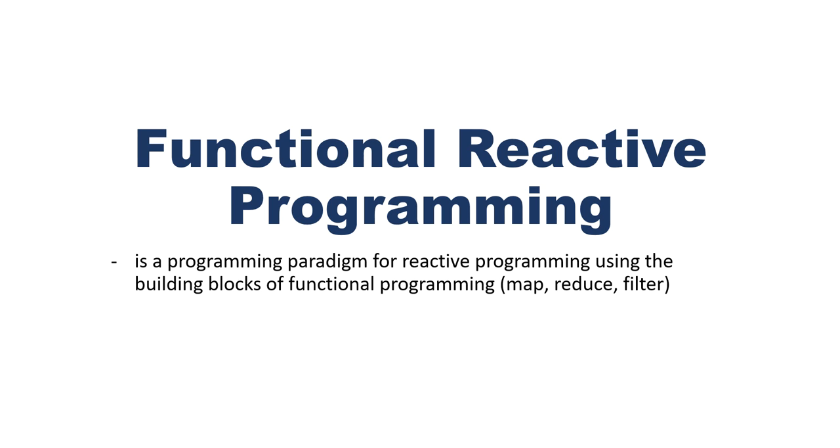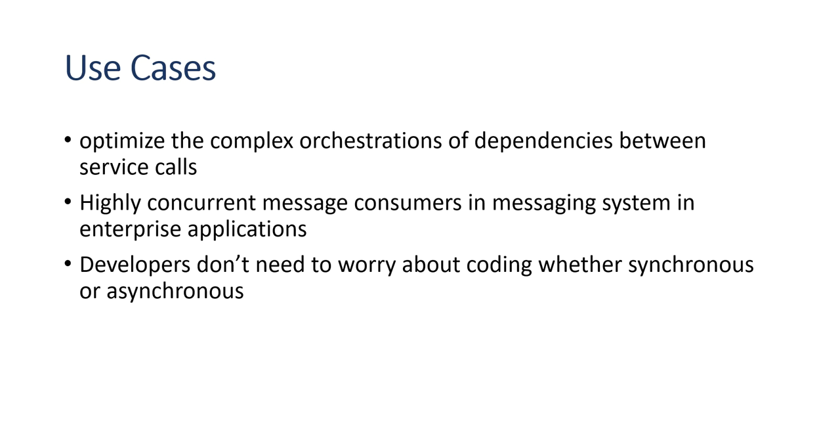Now, what is functional reactive programming? Functional reactive programming is a paradigm for reactive programming using the building blocks of functional programming. You can use map, reduce, filter for building your functional reactive programming. Now, we'll see some of the use cases of reactive programming.